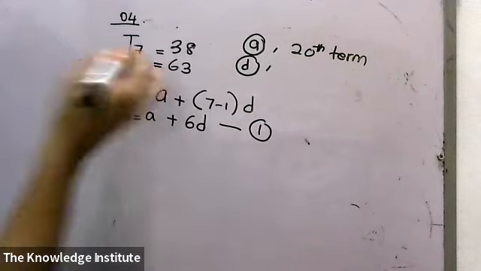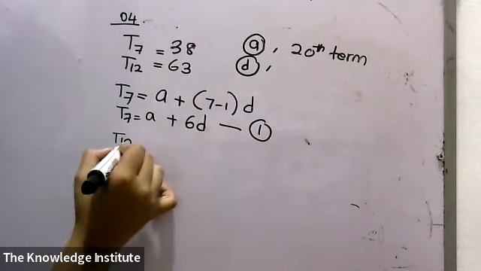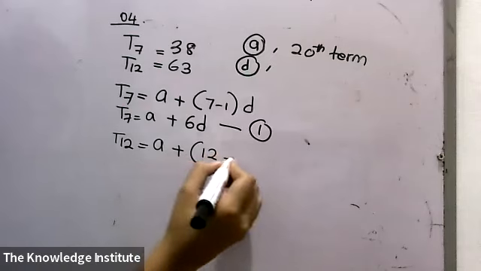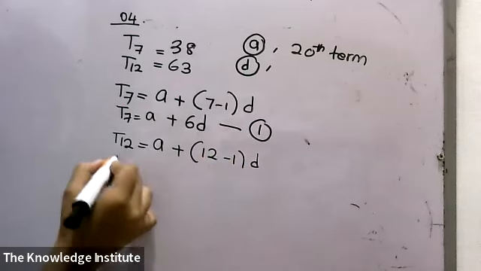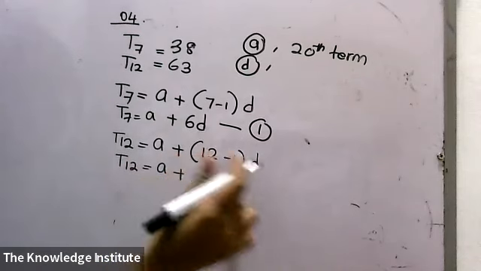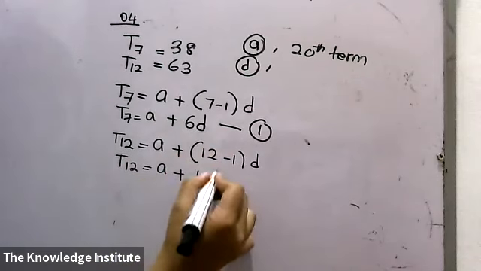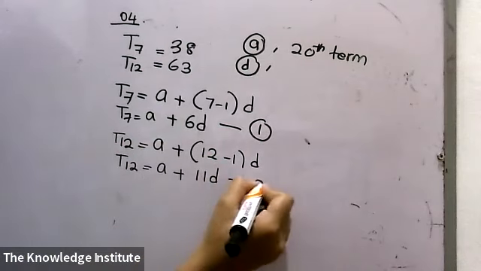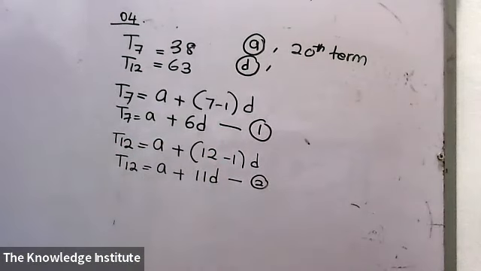Then we have T12. T12 is equal to a plus (12 minus 1) into d. Therefore, T12 will be equal to a plus 12 minus 1, which is 11, and 11 into d is 11d. This is the second equation.